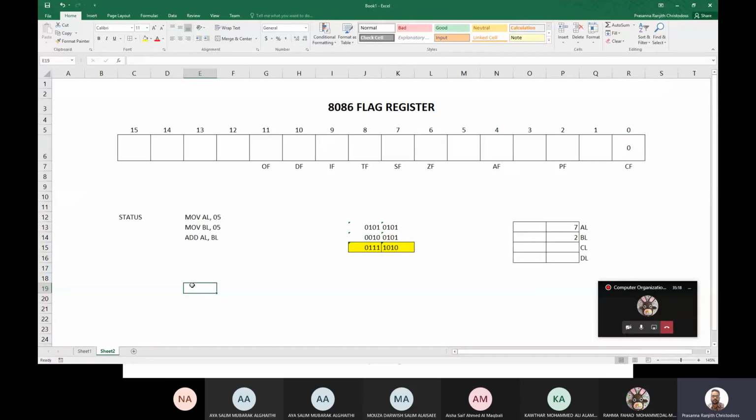Again, if I'm going to say MOV AL comma A1 and MOV BL comma 10. Now what happens? What is A1? 1010 then 0001. What is 10?